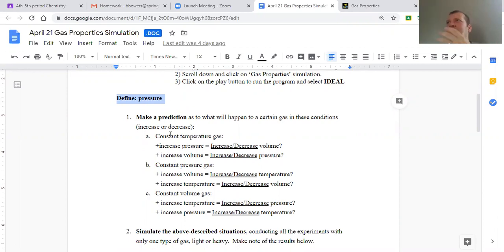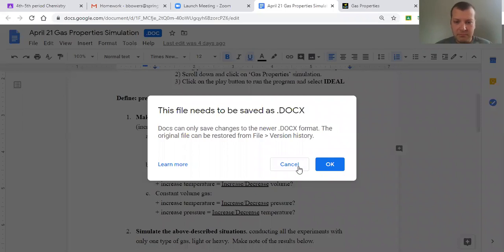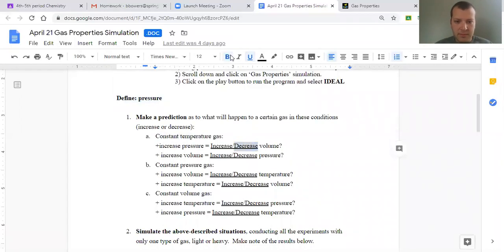If I hold my constant temperature, I'm going to do the first A right here. If I hold a constant temperature and I increase the pressure, what's going to happen to the volume? I'm going to guess my volume is going to decrease. So I'm going to bold that one.